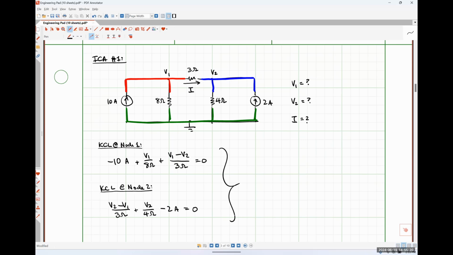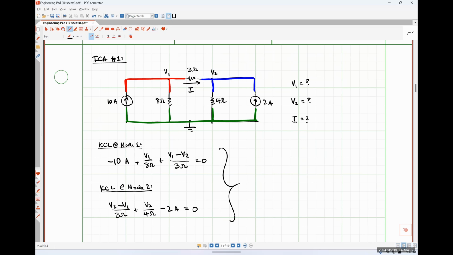In my first equation, my coefficient for V1 is going to be 1/8 plus 1/3. And my coefficient for V2 is going to be -1/3. My constant term will be +10 once I move that -10 amps over to the other side of the equal sign. In my second equation, my coefficient for V1 is -1/3. My coefficient for V2 is +1/3 plus +1/4. And my constant term will be +2.